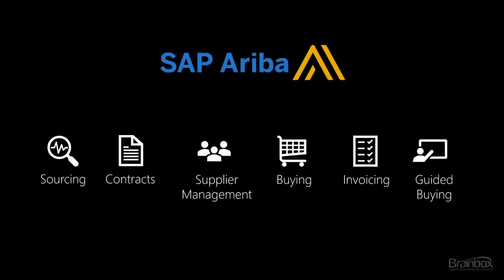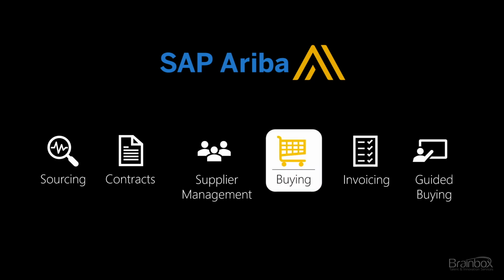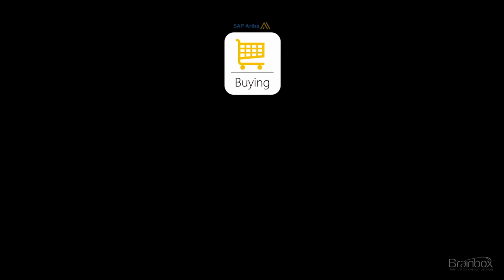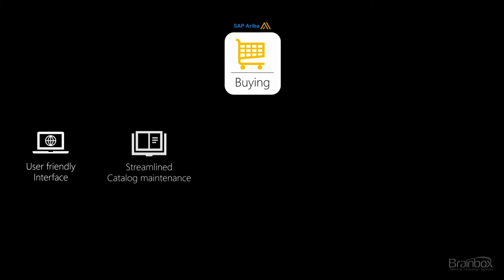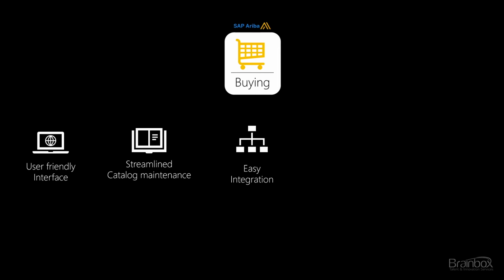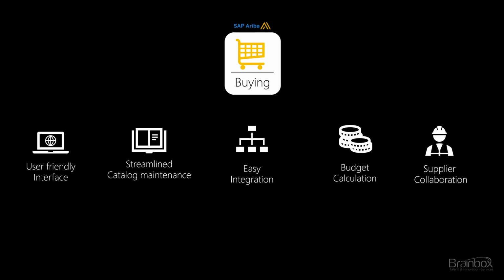In our previous video, you have seen the product offerings from SAP Ariba for procurement, in which SAP Ariba Buying is a SaaS solution that belongs to the SAP Ariba procurement product line, which covers the entire process from purchase requisition to ordering. This product provides you with user-friendly dashboards and a configurable interface. It has streamlined catalog maintenance, fine-tuned integration methods, budget calculation for better visibility on capital, collaboration with suppliers, and also offers analytical reporting for your business.